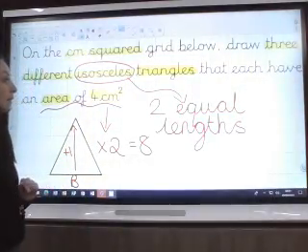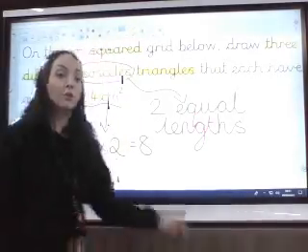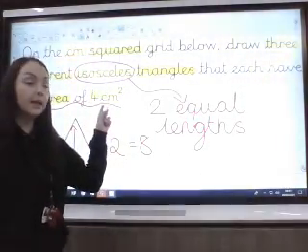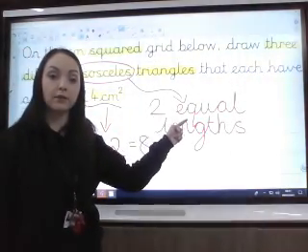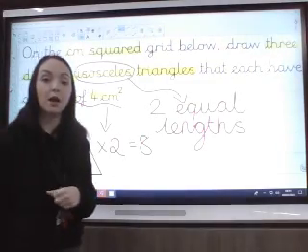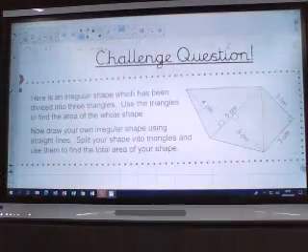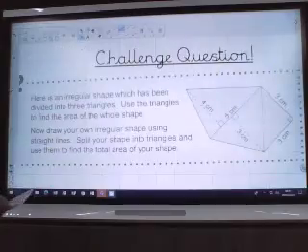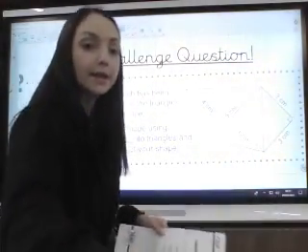So you have a go now then at drawing 3 isosceles triangles with an area of 4 centimetres squared. Just remember that they've got to have 2 equal lengths. They haven't got to look exactly like this, but they've got to have 2 sides that are the exact same length. So that is most of your questions on page 50, and then down the bottom you have got a challenge question to have a go at.